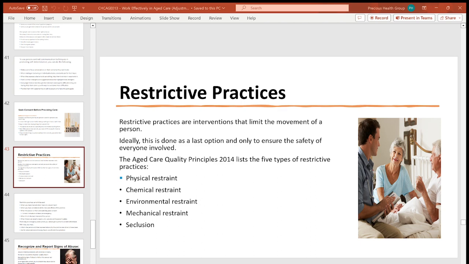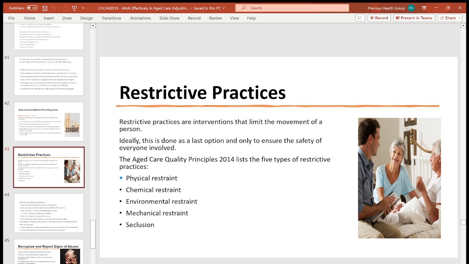Today we are going to be starting with restrictive practice. Restrictive practice is an intervention that limits the movement of a person. Ideally, this is done as a last option, and only to ensure the safety of that particular person that is involved. The Aged Care Quality Principles 2014 list 5 types of restrictive practice that we in aged care are likely to be seeing, or that we are likely to be using.